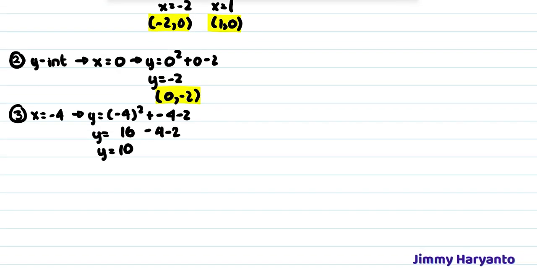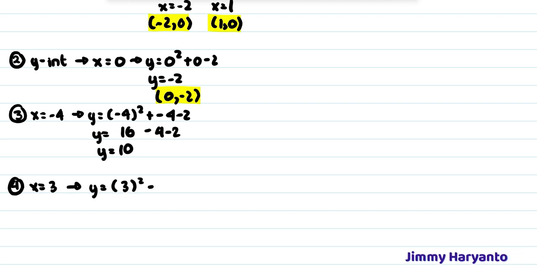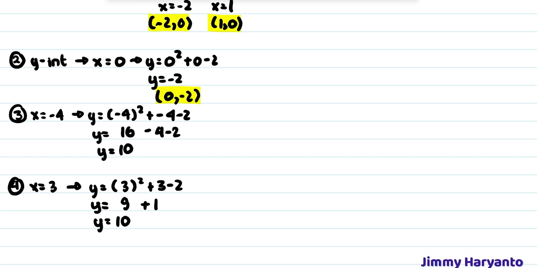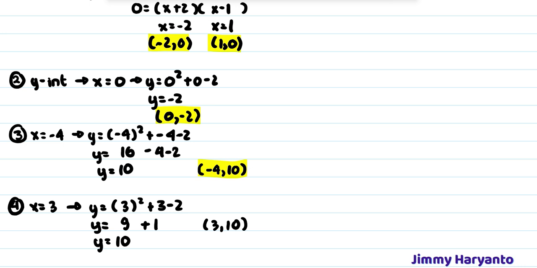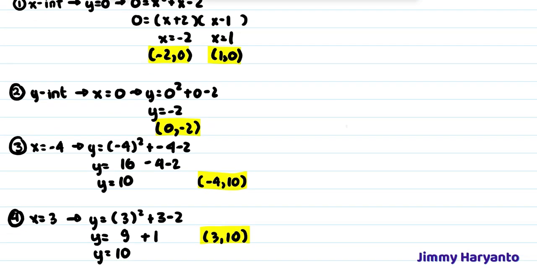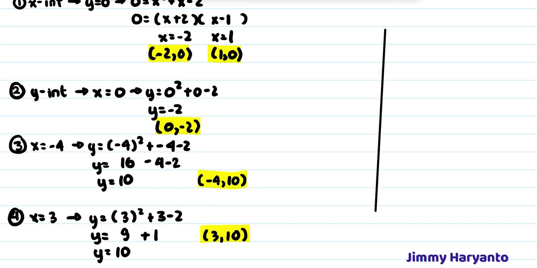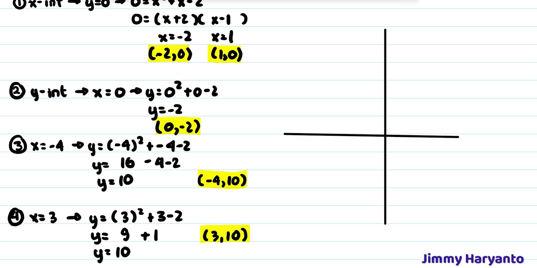And then also for x equals 3, y equals 3 squared plus 3 and then minus 2, so you will have 9 plus 1, so y equals 10. So we already have 5 points right here, negative 4, 10 and also 3, 10. There you go. We only have to plot these and then connect them using a smooth curve. Okay, let's draw the curve.